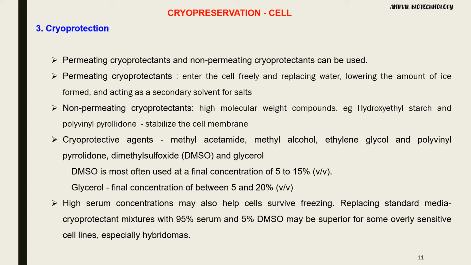While using cryoprotectants, the toxic level of the cryoprotectants should also be checked. Hence, these should be used in lower concentrations. For example, for DMSO, the final concentration is 5 to 15% volume by volume. In case of DMSO, if one-time addition is found to be toxic, it is added in multiple steps.